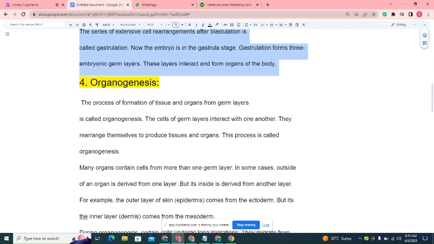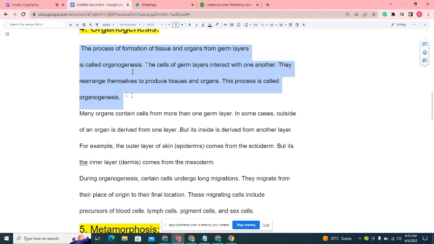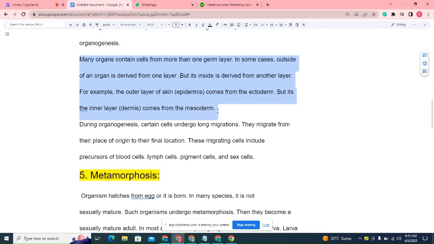Fourth feature is organogenesis. The process of formation of tissues and organs from germ layers is called organogenesis. The cells of germ layers interact with one another. They rearrange themselves to produce tissues and organs. This process is called organogenesis. Many organs contain cells from more than one germ layer. In some cases, the outside of an organ is derived from one layer, but its inside is derived from another layer. For example, the outer layer of skin, the epidermis, comes from the ectoderm. But the inner layer, the dermis, comes from the mesoderm.